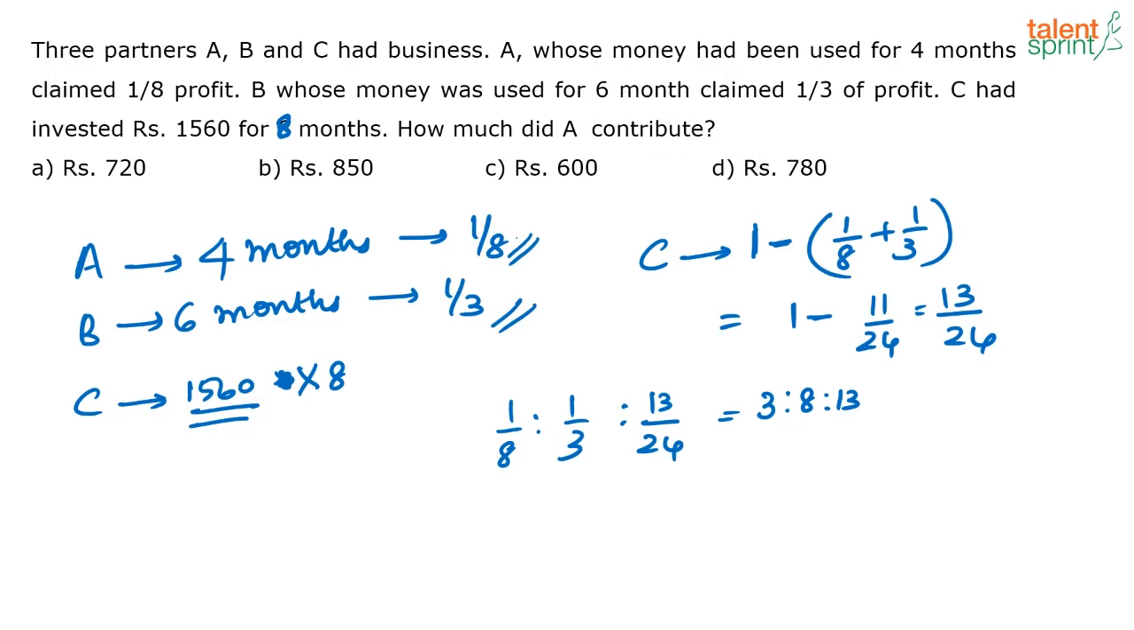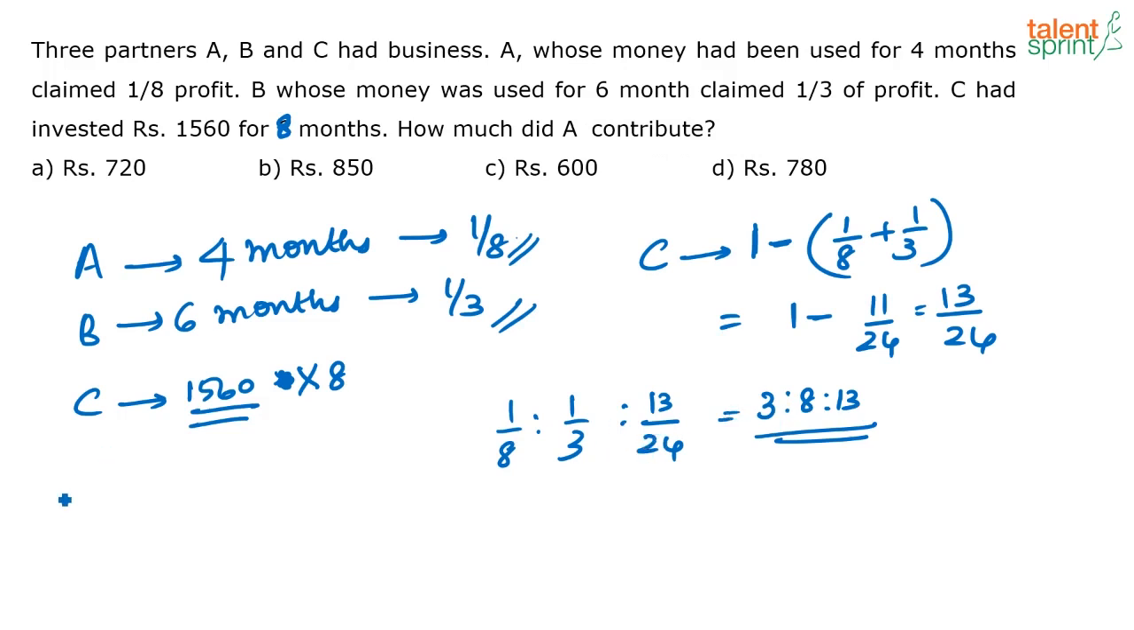See, A is investing for 4 months and getting 1/8 of the profit. B is investing for 6 months and it is getting 1/3 of the profit. So, C will get 13/24 of the profit. That is, if the whole profit is 1, out of that 1/8 goes to A, 1/3 goes to B, and the remaining 13/24 goes to C, or the ratio in which the profit is shared between A, B and C is 3 is to 8 is to 13. I have just taken the LCM here and written that.